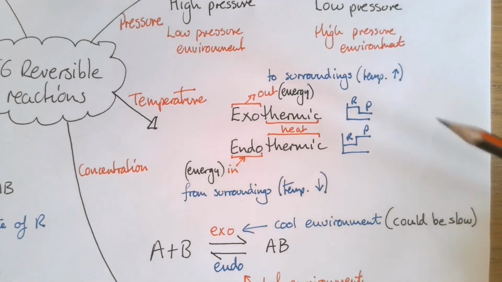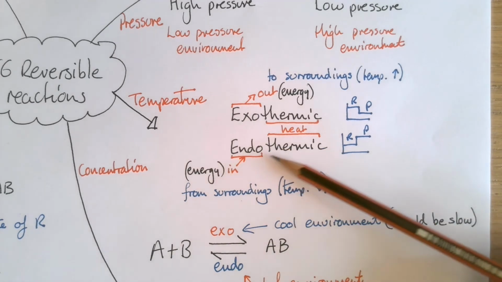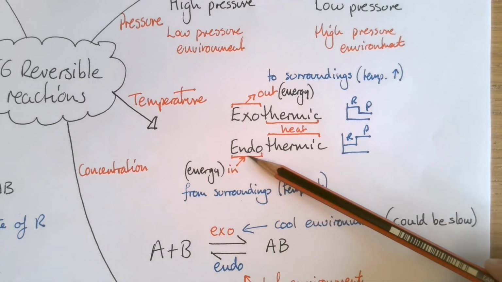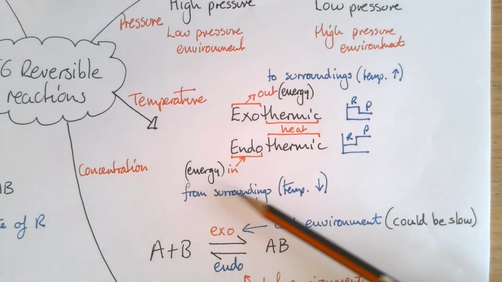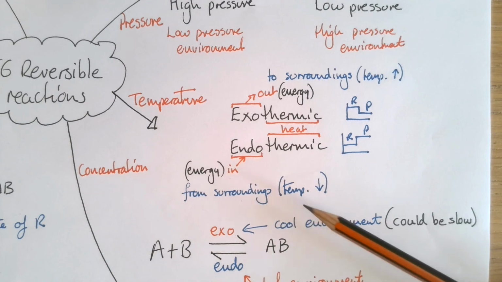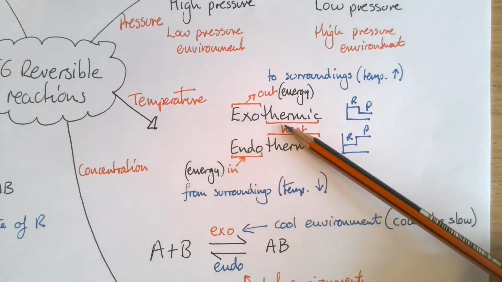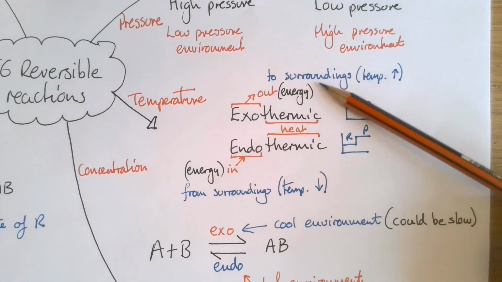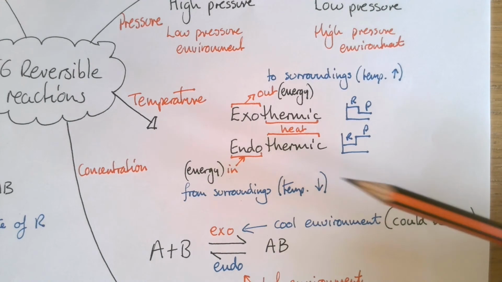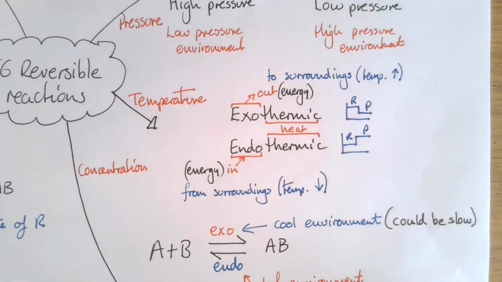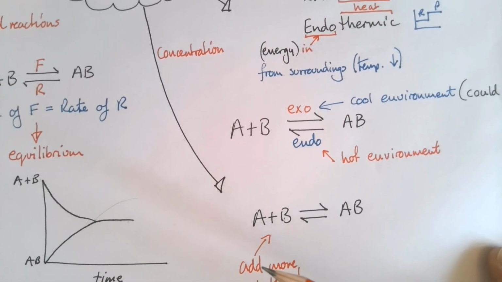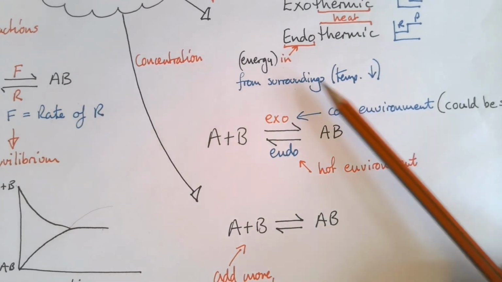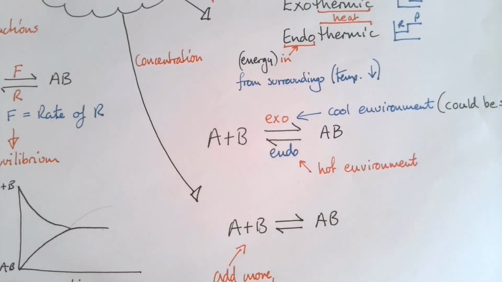And endothermic is the opposite. In this case, what happens now is that the heat energy goes into the chemicals. Well, that's got to come from somewhere, so it comes from the surroundings. And if the surroundings have got less energy than when they started, that means the temperature must decrease. So exothermic gives energy out, endothermic takes energy in. The temperature of the surroundings increases, the temperature of the surroundings decreases. Now we know that, we can actually see that reversible reactions are exothermic in one direction and endothermic in another, and this can change depending on the reaction.